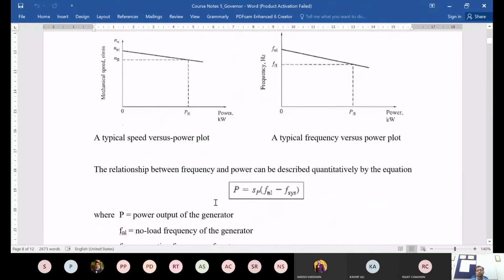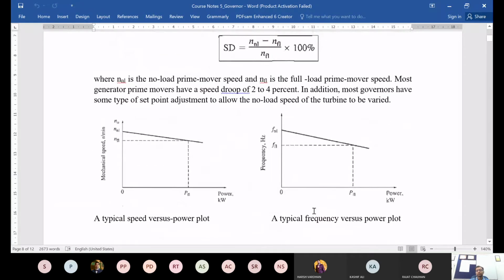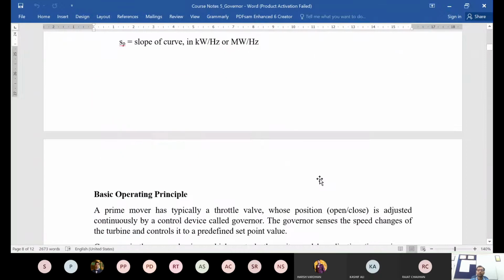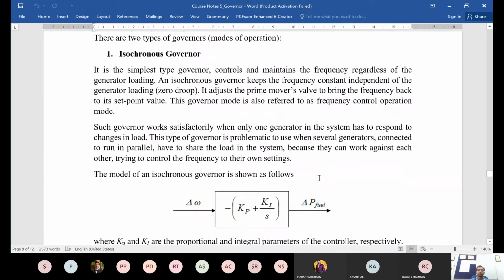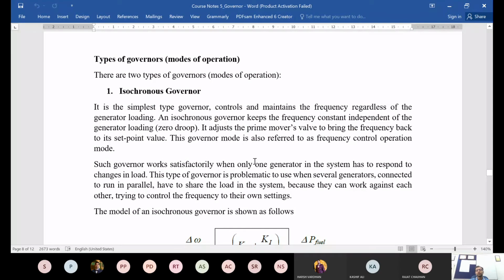the typical power frequency characteristic is something like this. So in response to the change in the loading, the frequency should change. So that is the expected way. But here we are taking a simplistic assumption that even if the power loading is changing, frequency remains constant. That means there is no droop. So if you plot the characteristic, it will be just a horizontal line parallel to the x-axis.